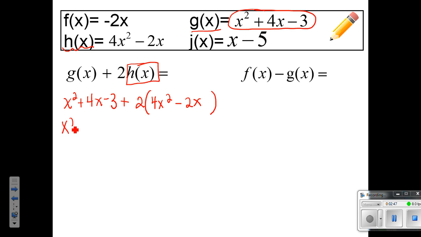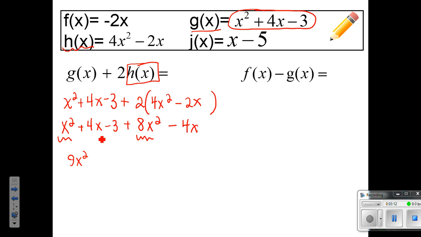So I've got x squared plus 4x minus 3. I'm going to go ahead and do the distributive property first. 4 times 2 is 8, so 8x squared, and 2 times 2x would be negative 4x. And now I'm going to combine like terms. So I have an x squared and I have 8x squareds. Well, that means I have 9x squareds.